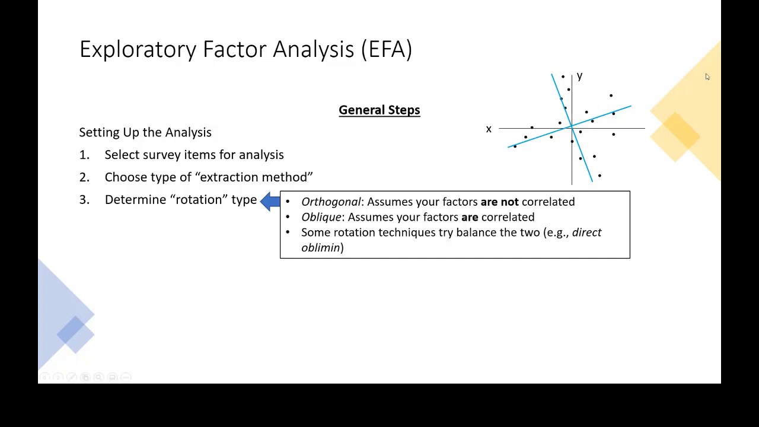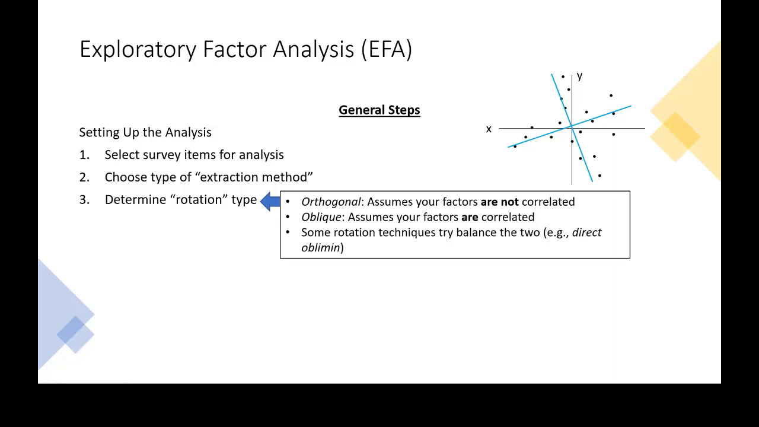Whereas with oblique, you're assuming that your factors are correlated. Typically, you would choose which one based on theoretical rationale. Maybe with commitment, for example, all these are referring to people's commitment toward their organization. So I'd probably run an oblique rotation because I expect each factor to correlate with each other because they're all types of commitment. And then direct oblimin is kind of a balance between the two.